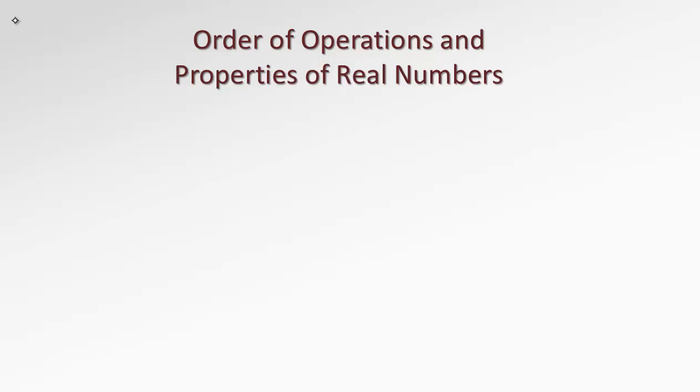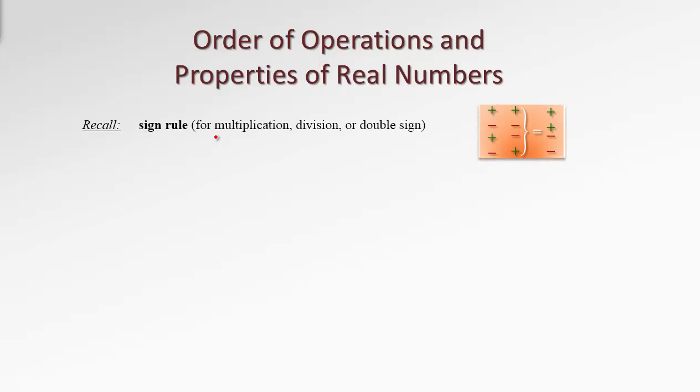In this lesson, we'll talk about order of operations and properties of real numbers. Let's recall the sign rule for multiplication, division, or double sign. If we multiply two positive numbers or two negative numbers, the result of this multiplication is positive. However, if we multiply two different signed numbers, positive with negative or the other way around, the result will be negative. The same applies to division or double sign.